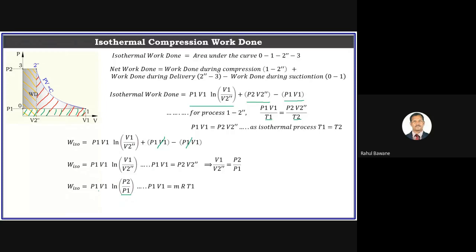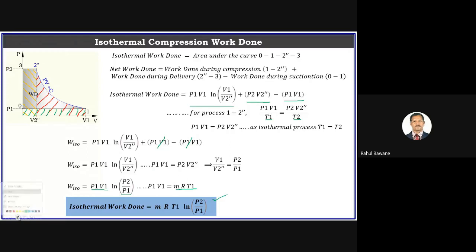But many times they provide data regarding mass flow rate and temperature. That time we have to change this P1 V1 into m R T1. So we can replace P1 V1 by m R T1. Our isothermal net work done will be m R T1 ln of P2 upon P1. If initial conditions are given, then we can write P1 V1 ln of P2 upon P1. This is our isothermal work done.